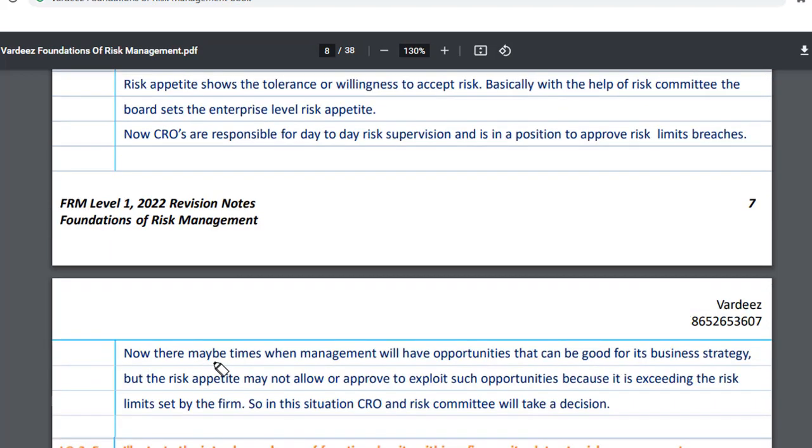And as I said, there may be times when management will have opportunities that can actually be good for their overall business strategy, but the risk appetite may not allow or approve exploiting such opportunities. Now, in that situation, what can be done is that they can reach out to the CRO, and the risk committee will take a decision whether to take up that particular opportunity or stay in alignment with their risk appetite.